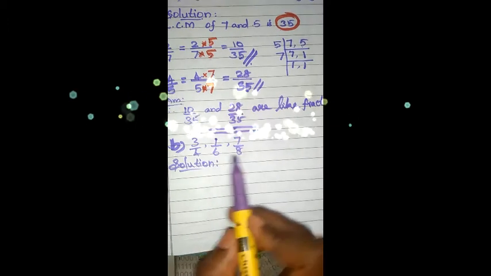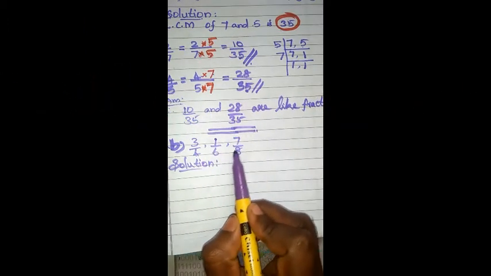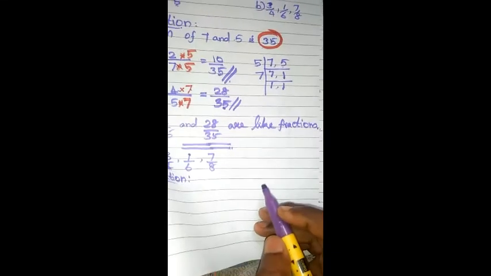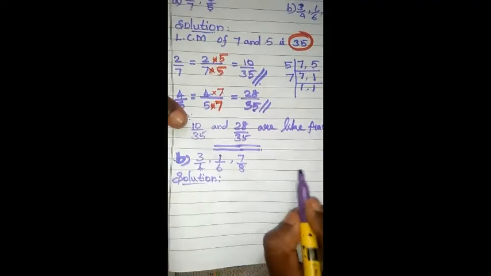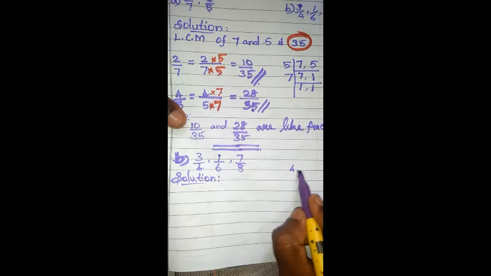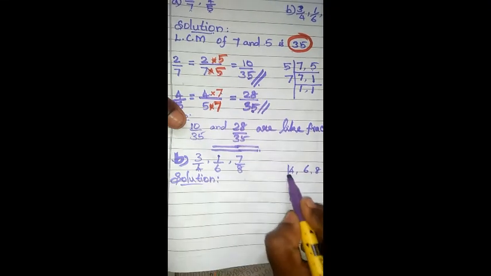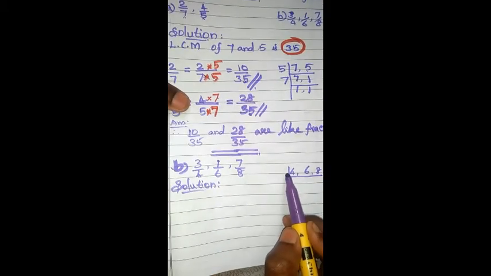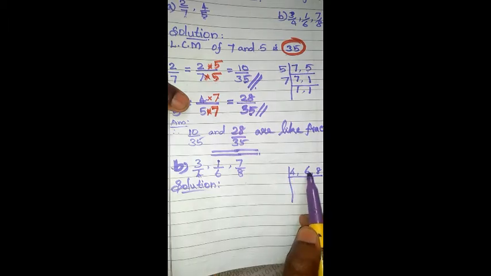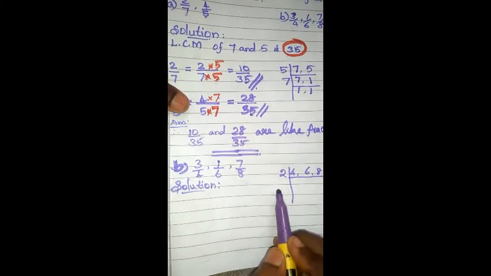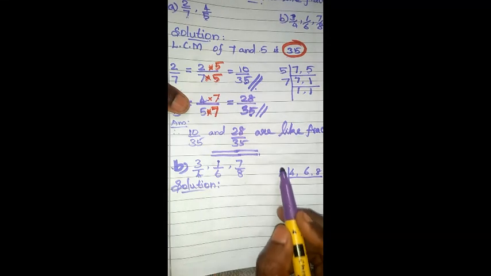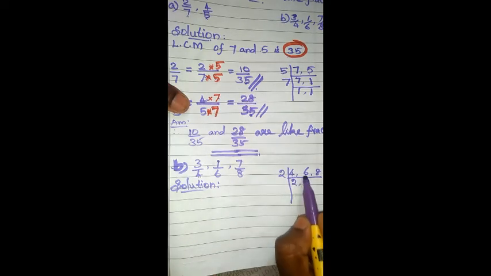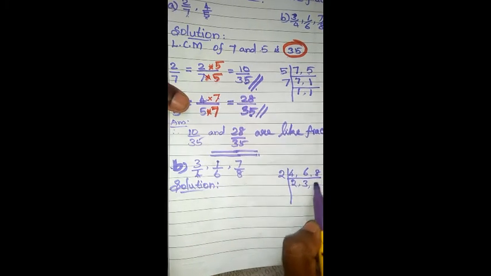Now come to the B part. 3 by 4, 1 by 6 and 7 by 8. So 4, 6, 8. First we find the LCM of 4, 6 and 8, correct? See, we use only prime numbers here. Since the numbers 4, 6, 8 are even, right, we write 2 here. 2 is the only even prime number. We must write 2 only here. So now divide. How many times 2? 2 2s are 4 and 3 2s are 6.